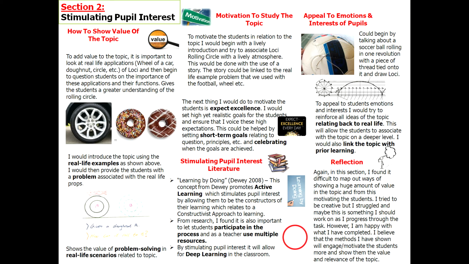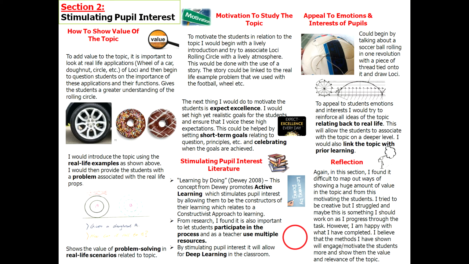Stimulating pupils' interest, literature. From my readings, I picked out Learning by Doing, John Dewey, 2008, which relates to active learning. This stimulates pupils' interest by allowing them to be the constructors of their learning, which relates to the constructivist approach to learning. From research, I found it important to let students participate in the process as the teacher uses multiple resources. Stimulating pupils' interest allows deep learning in the classroom.